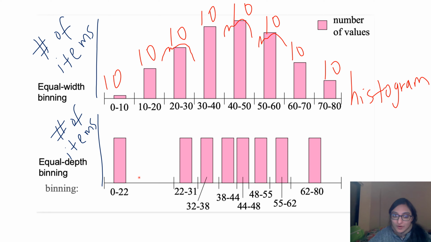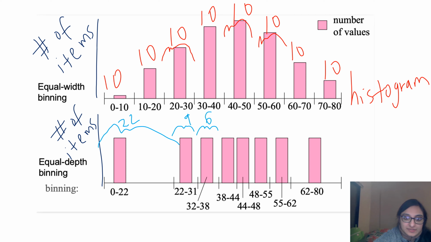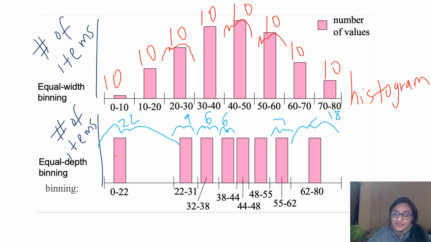But for equal depth binning, what we observe here is that all we really care about is having the same number of items inside each bin. It doesn't matter if this one is 22 long, or this one is 9 long, or this one is 6, or this one is also 6, this one is 4, 7, 7, 8, 18. Just to clarify, this is 22, and this thing here is 9, then this thing here is 6, then this thing here is also 6, this thing here is 18, and this is 7. So it doesn't matter what the width is. What they care about in equal depth binning is each bin has the same number of elements.